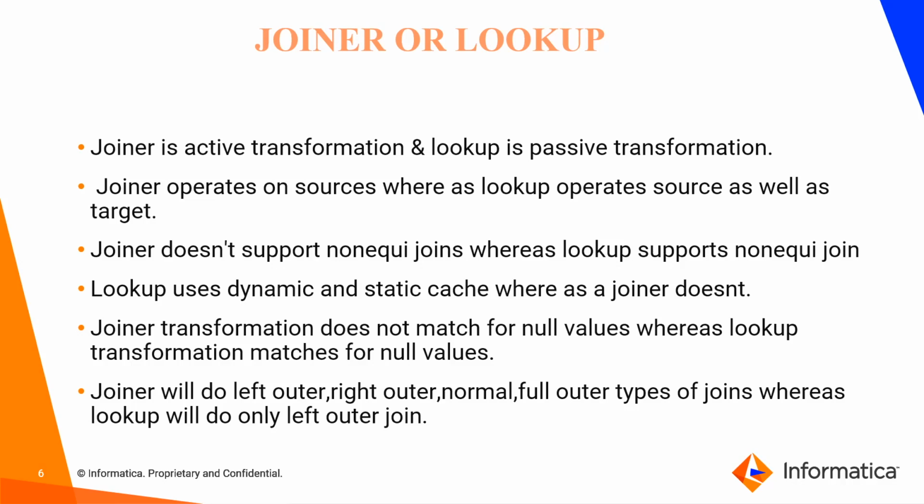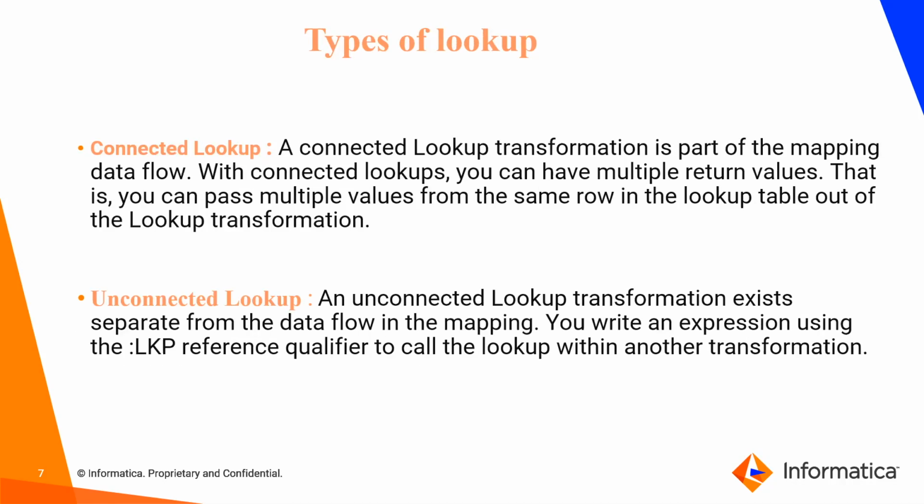Now you can ask why. Okay, so because sorted joiner uses condition and caches less rows, whereas lookup caches always the whole file. So if the file is not sorted, it can be comparable. Okay, so now let's move to our next topic, that is the types of lookup, that is connected and unconnected lookup.